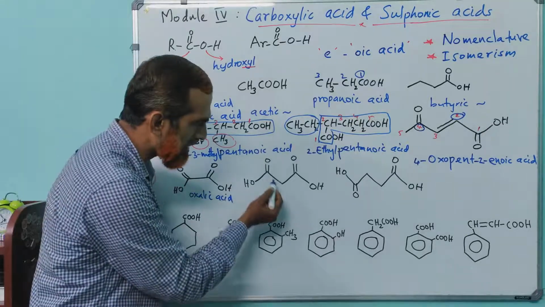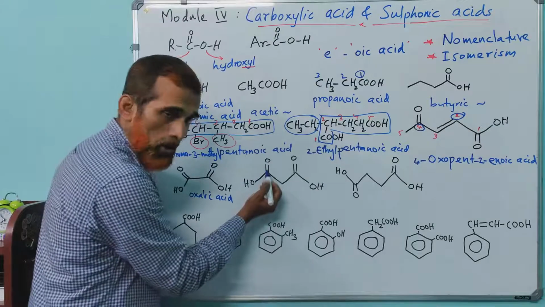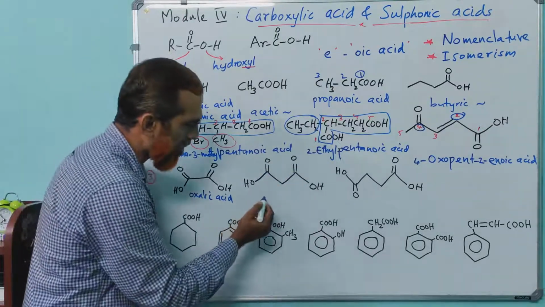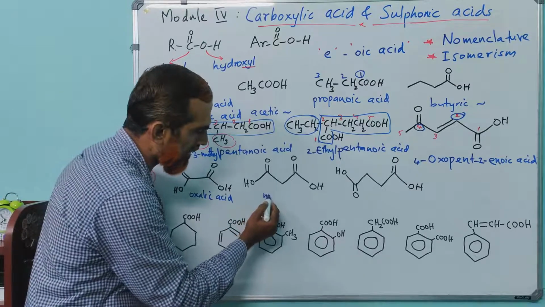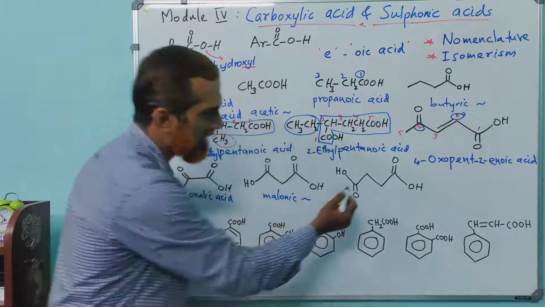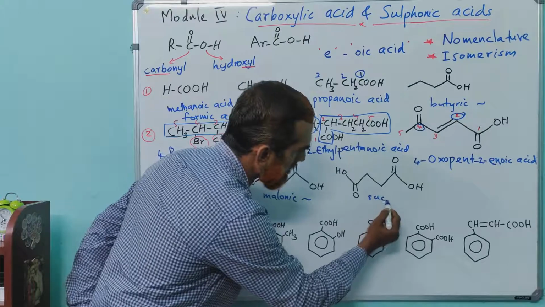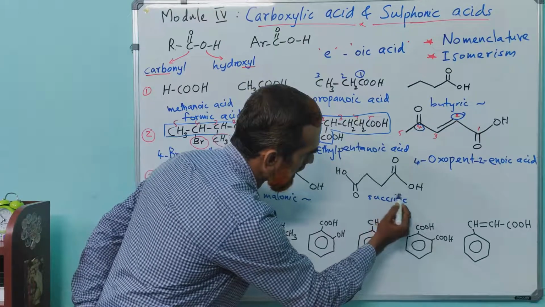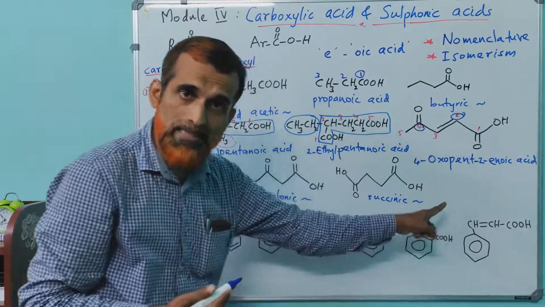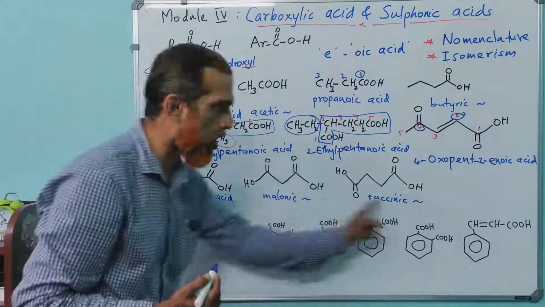And here there is a CH2 in between. So the next homolog member, COOH, CH2, COOH. Okay. What is this called? This is called malonic acid. Malonic acid. The next one, with one more CH2, is called succinic acid. Okay, succinic acid. The next one is called glutaric acid. The next is called adipic acid. Okay, these are common names.